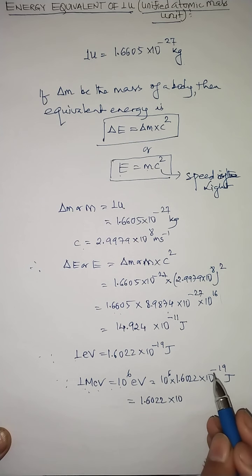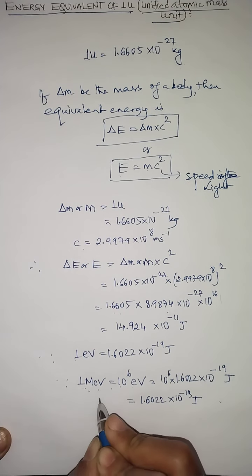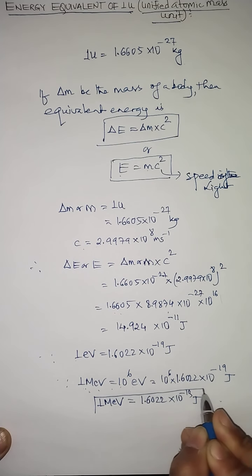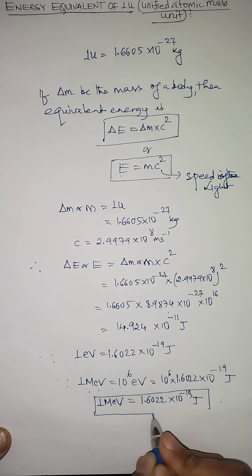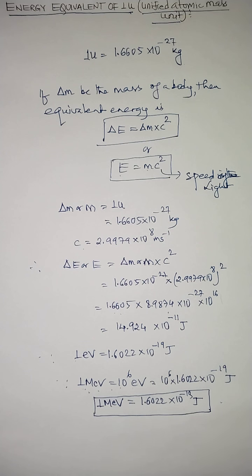Now 6 minus 19 means minus 13. And the unit is what? Joule. So look at this. 1 mega electron volt is how much? 1 mega electron volt equals 1.6022 into 10 minus 13 joule. So this is the relation between mega electron volt and joule.